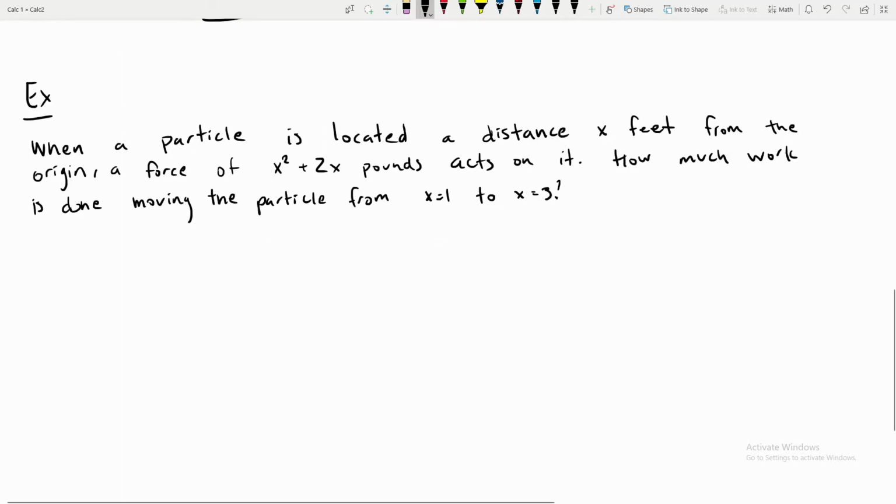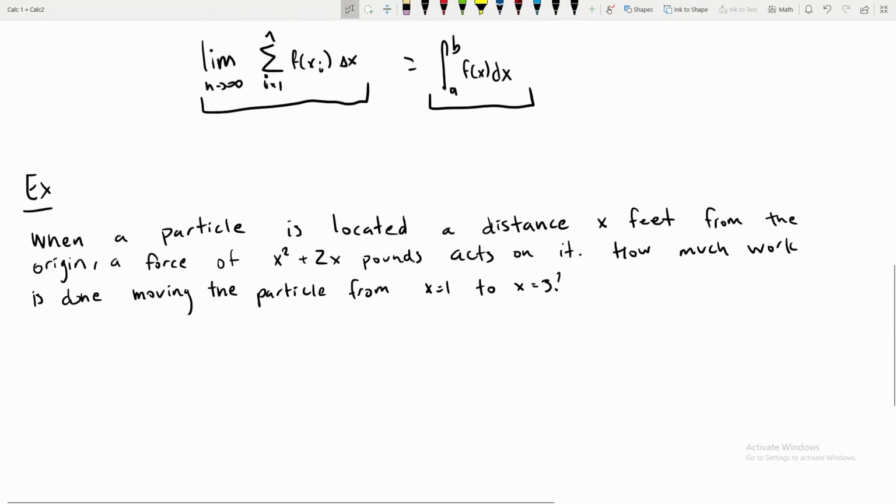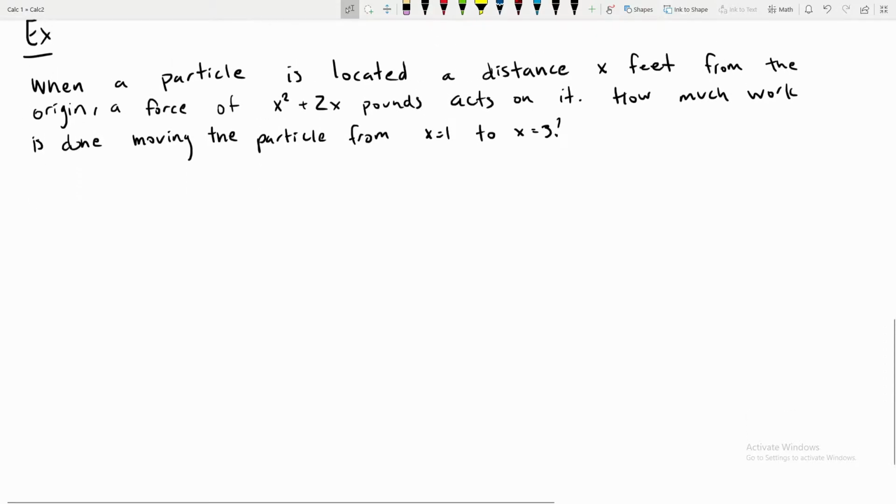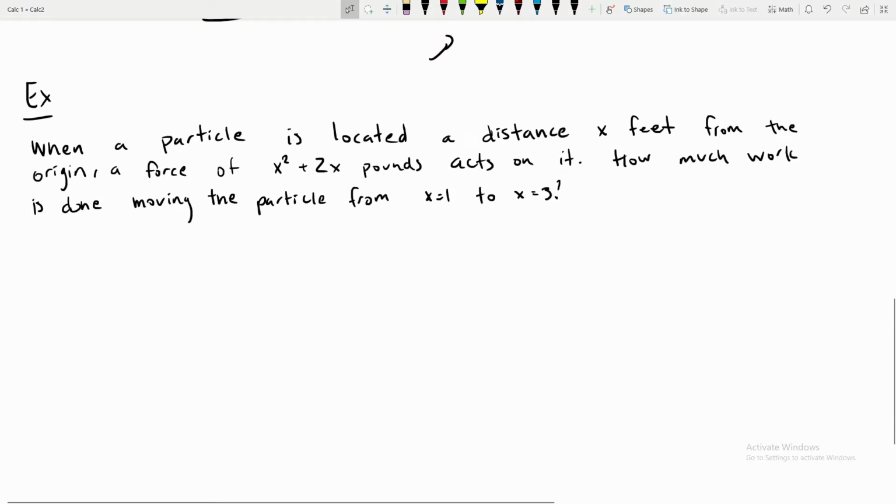So here's an example problem, and we can use the formula we just derived up here to solve this type of problem. The question asks us, when a particle is located at a distance x feet from the origin, a force of x squared plus 2x pounds acts on it. How much work is done moving the particle from x equals 1 to x equals 3?